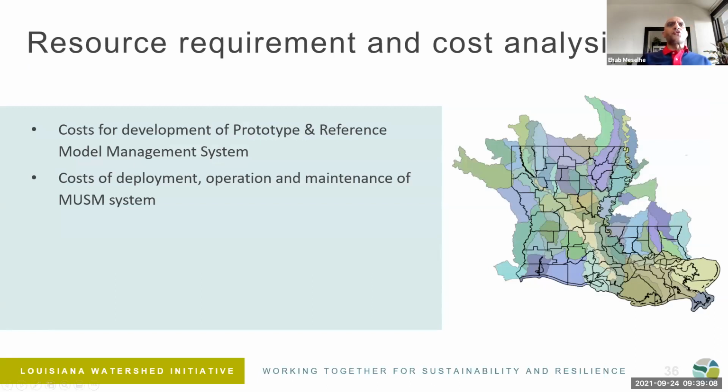So here we will summarize the resource requirement and the cost analysis for developing a prototype and a reference model that will be deployed for all the regions. And it should be emphasized that that prototype or reference model will not dictate which option to choose. All the options will still be on the table and can utilize that prototype and reference model system that will be developed in phase 2. And then we'll also outline the cost of the deployment and the running cost after, basically O&M for the MUSM system. And again, a lot more details about the cost specifically is in sections 9 and 10. Next slide, please.